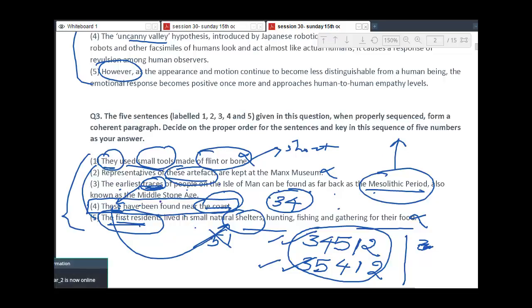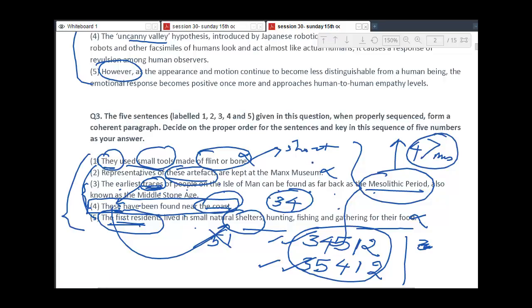Why? Because on the one hand, you say the traces can be found as far back as Mesolithic. On the other hand, you say that the traces can be found near the coast. So that means basically the author is trying to convey two different pieces of information. So what do we get from this, people? That while doing the question, I feel that I am taking more than 4 minutes, but I am having difficulty arriving at the answer. So what should I do?